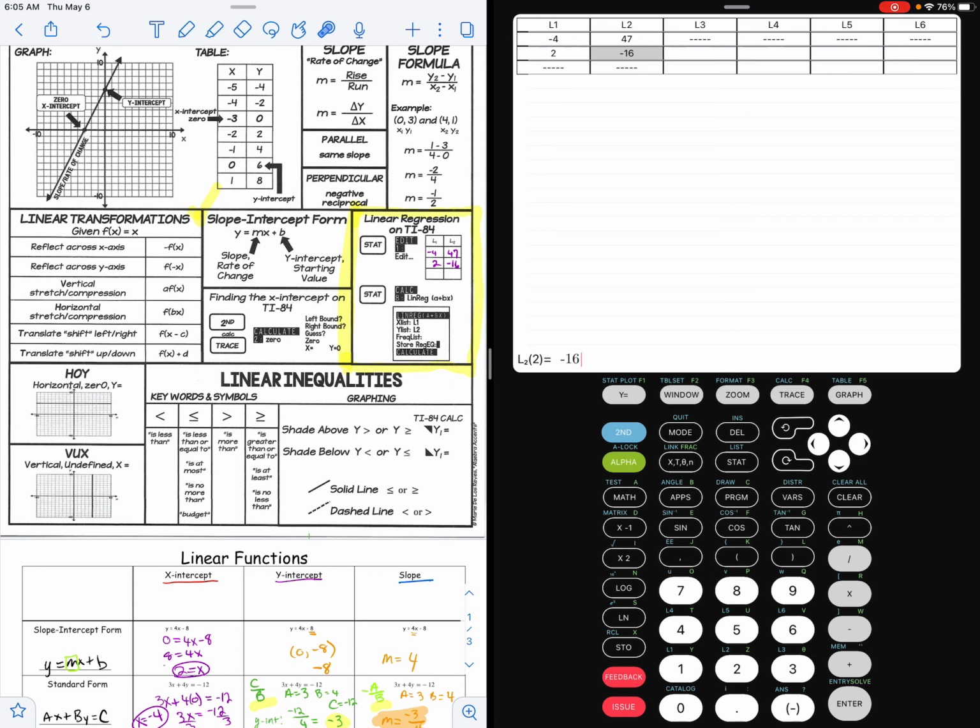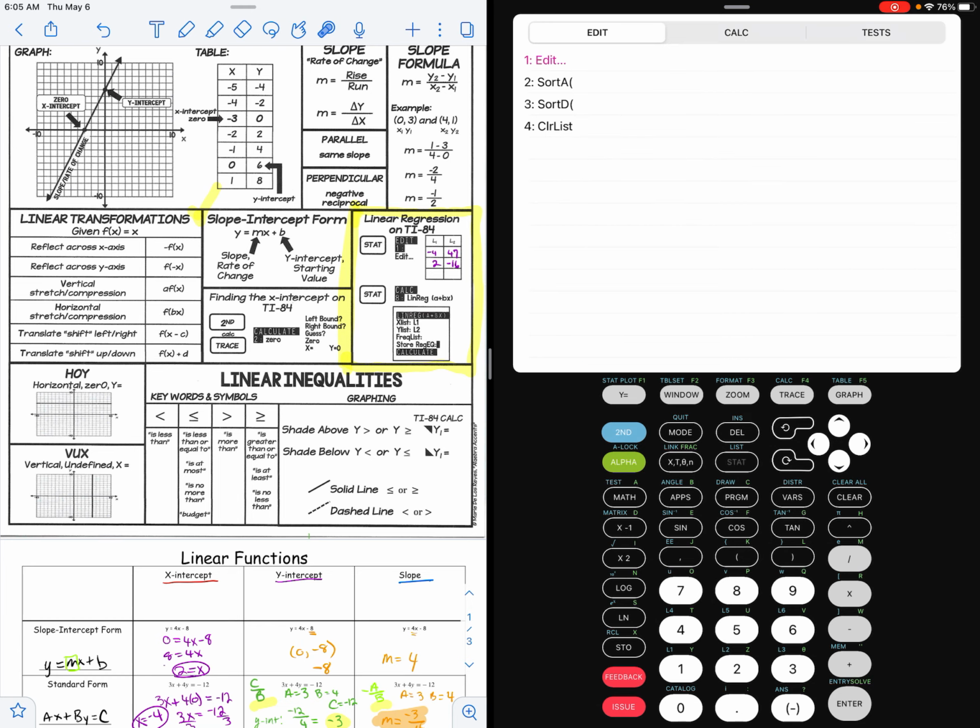After we put in our 2 points, since we're asked to write an equation given 2 points, now what we're going to do is tap stat again and then go over to calc. Tap that right arrow to get there. Now we're going to press 8 for linear regression.